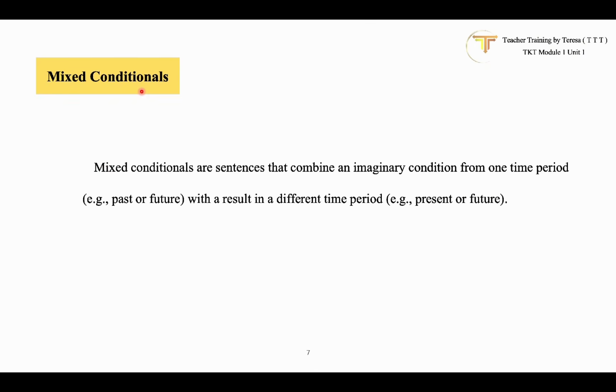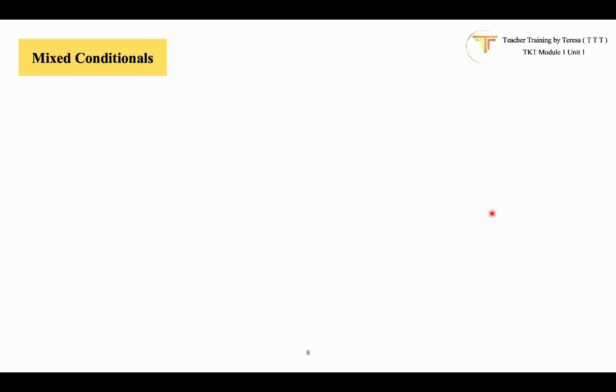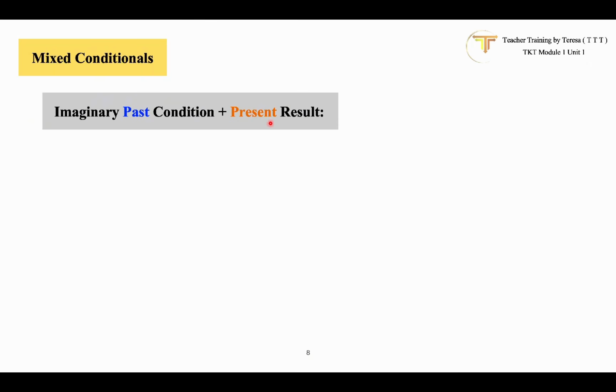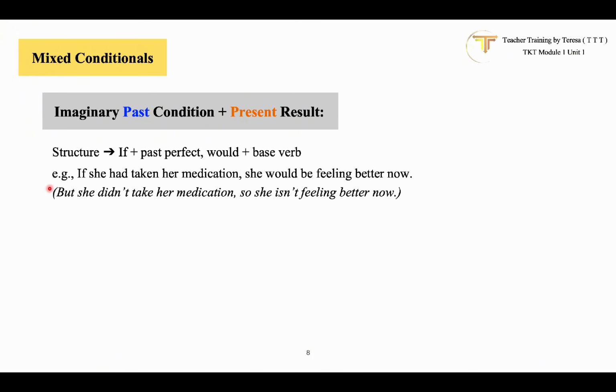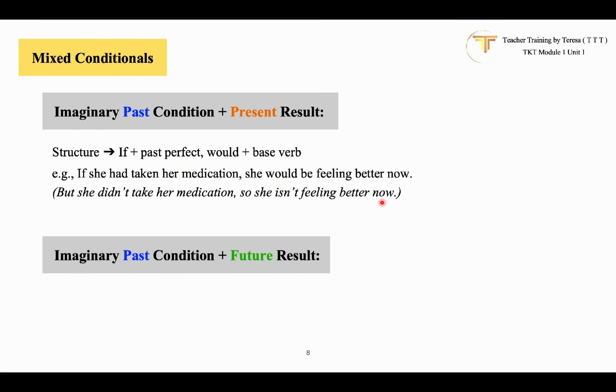Mixed conditionals. Mixed conditionals are sentences that combine an imaginary condition from one time period, for example, past or future, with a result in a different time period, for example, present or future. Imaginary past condition plus present result. Structure. If plus past perfect, would plus base verb. Example, if she had taken her medication, she would be feeling better now. But she didn't take her medication, so she isn't feeling better now.